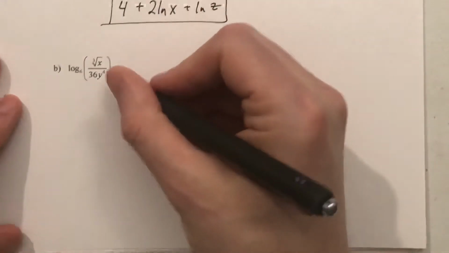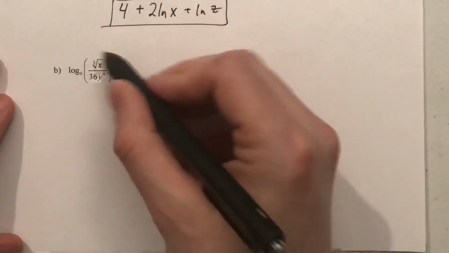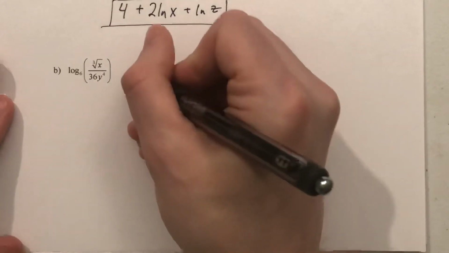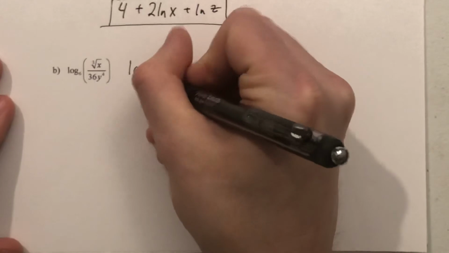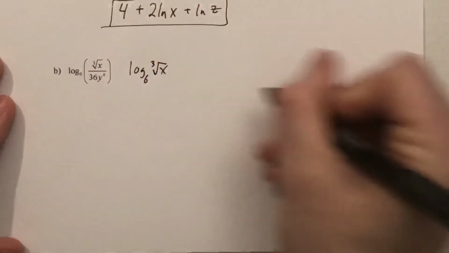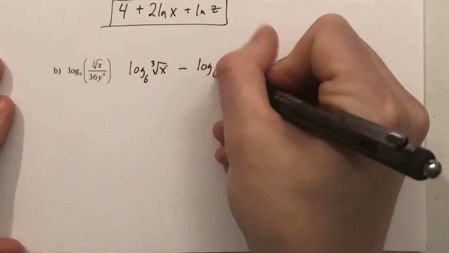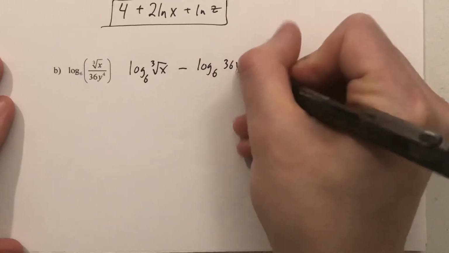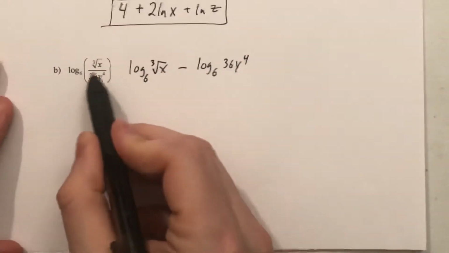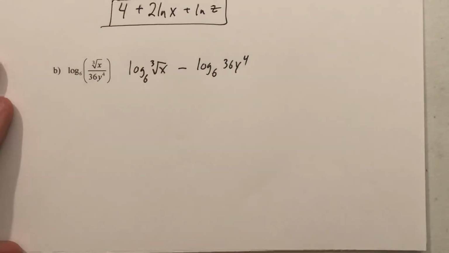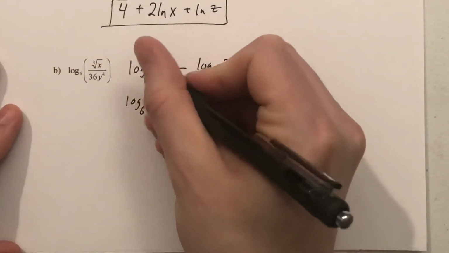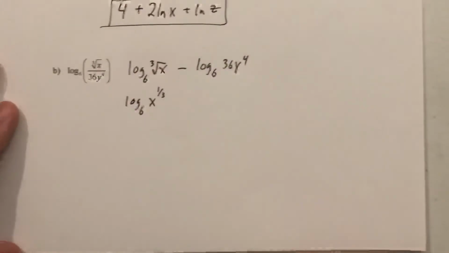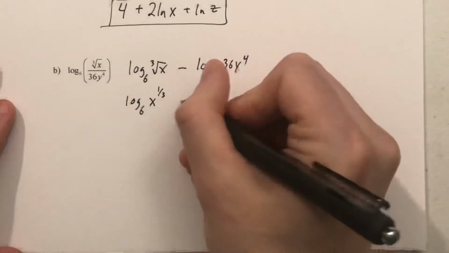And then the next one here. All right, first and foremost, the biggest thing we see is a quotient rule, so I would start with that. We can rewrite that as log base 6 of the cube root of x minus log base 6 of 36y to the 4th, just breaking apart division into subtraction. Now again, I'll use that understanding that the cube root would be a 1/3 power. So I'll do that.